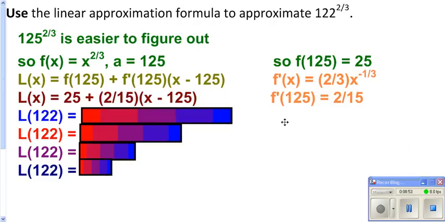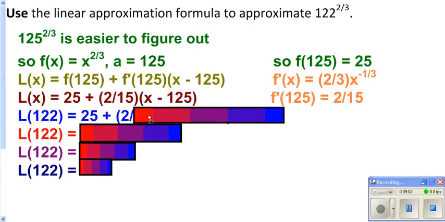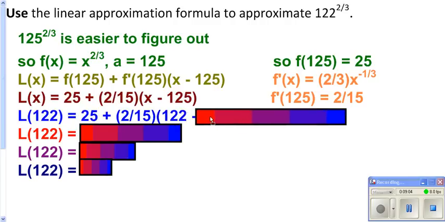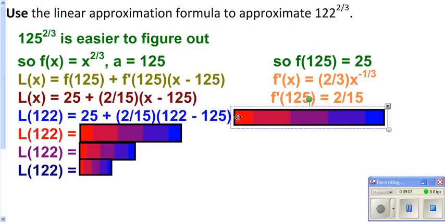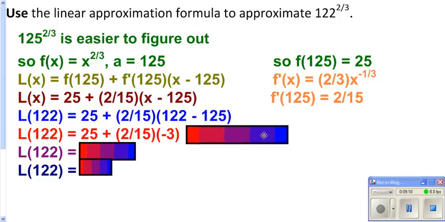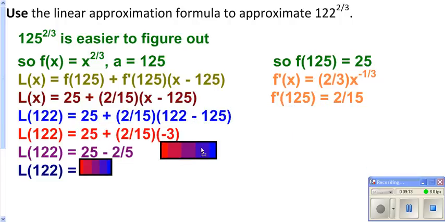We now want to actually approximate what 122 to the 2/3 is. So we're going to plug in 122 into our linear approximator. So we'll go 25 plus 2/15 times 122 minus 125. Well, we know that's just a -3. -3 times that. So we get 25 plus a -2/5, which is 24.6. If you'd actually do the approximation of this on your calculator, remembering you put your whole exponent in parentheses, you would get something very close to this.